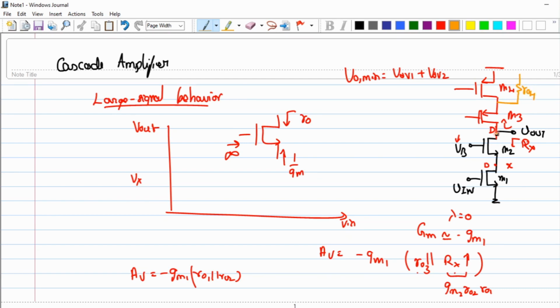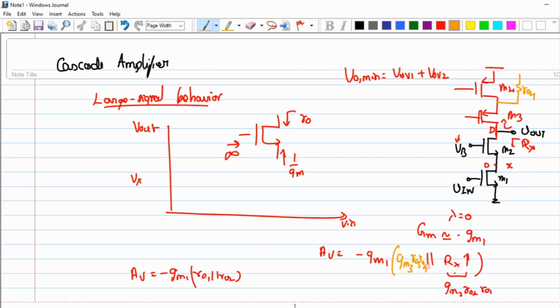When I look through the drain of this M3, what happens to this ro4? It basically gets amplified by the intrinsic gain of this M3 transistor, right? So in place of this ro3, which was previously quite small, the value has now been raised to a very large value. I write it as gm3 ro3 ro4. I'm writing only the approximated value here, and the remaining part of the expression I'll leave to you. Okay, so this is how I can do it.